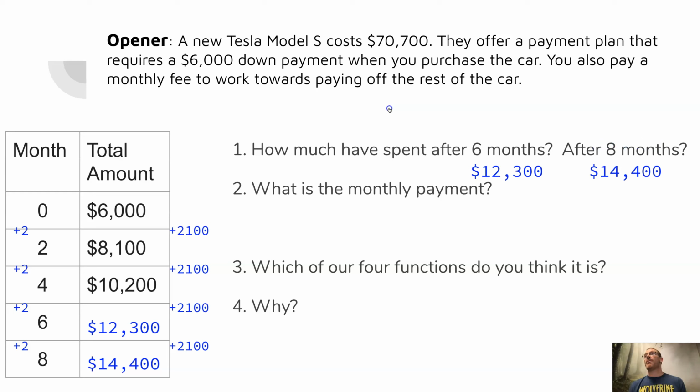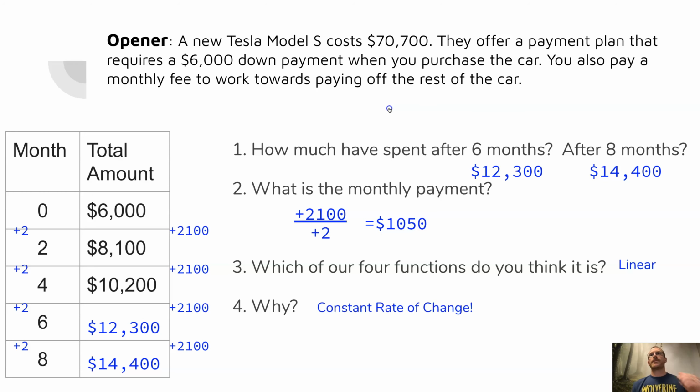Now, we want to know what the monthly payment is. So notice we're not going up by 1 month here. We're going up by 2 months. So we have to look at that ratio and reduce it. So 2,100 divided by 2 is $1,150. So now, which of our four functions is this? It's got to be linear, and the reason is that constant rate of change.